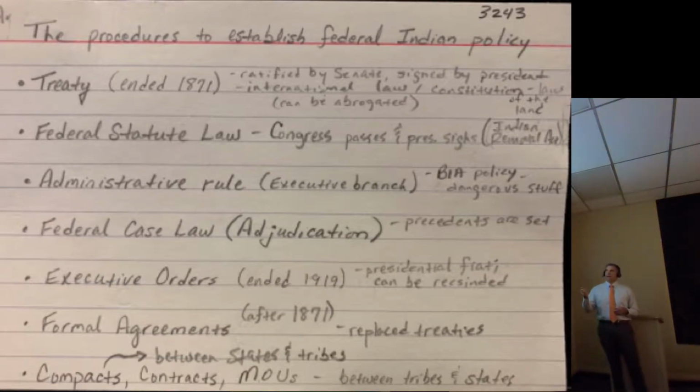So the BIA is not the only federal agency that has something to do with U.S. Indian policy, but most of it, okay? We'll see a few other examples, but most of the time it's the Bureau of Indian Affairs that's making rules. And essentially what I say is that, the administrative process, or the agency, Bureau of Indian Affairs, or perhaps the Office of Indian Education or the Indian Health Service, those are some other ones that are not necessarily in the same department.